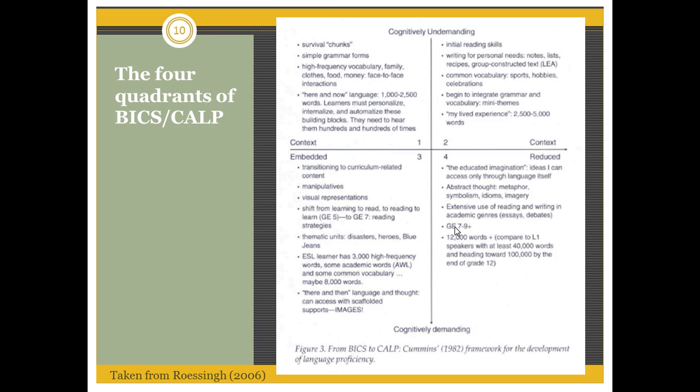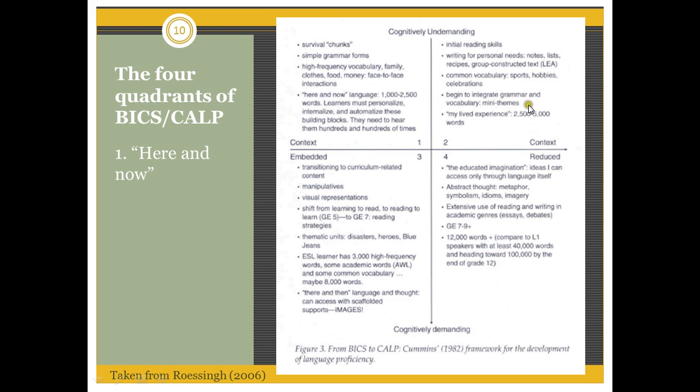So looking at these quadrants more in depth, the first one in BICS is sort of here and now language. It's survival language, usually things that are high frequency words, simple grammar forms, and generally it's about 1,000 to 2,000 words, and it's used just to discuss what's going on around you. So that's context embedded, and it's cognitively undemanding.